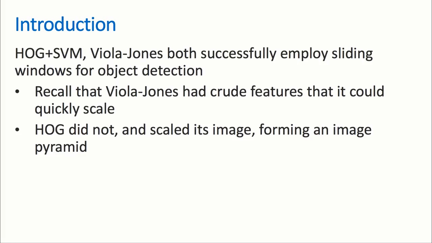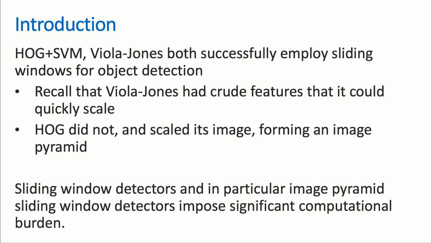HogSVM did not have such tricks, although there are some derivative algorithms that try to add similar techniques. So in general, HogSVM scales the image and conceptually forms an image pyramid search space. But this entails calculating HOG features at multiple positions and across multiple scales. More significantly, it involves running the support vector machine classifier against HOG descriptors built from all these possible feature positions. These activities add up to significant costs in computation.